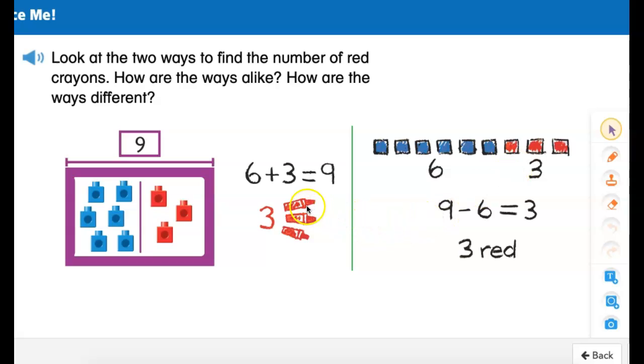If you look closer, we can see that on this side we used addition, so 6 plus 3 equals 9. And on this side we use subtraction, so 9 minus 6 equals 3. So what ways are these alike? What ways are these ways of solving alike?